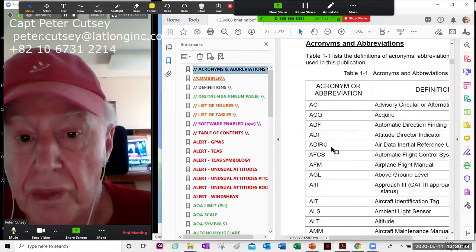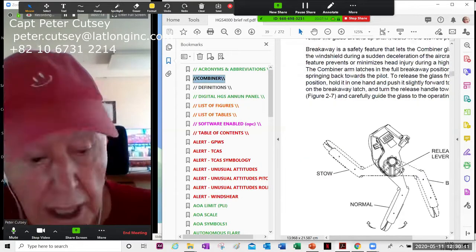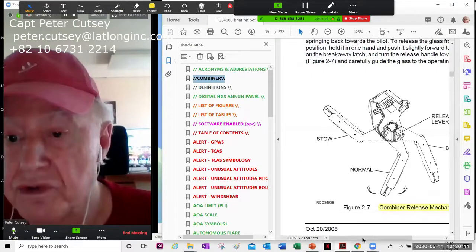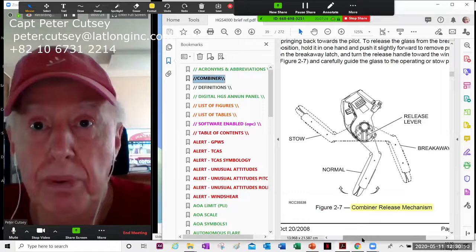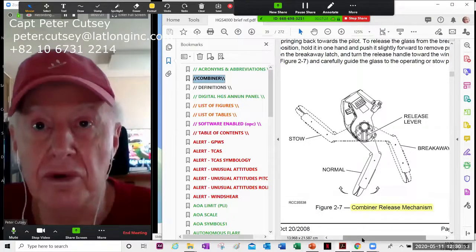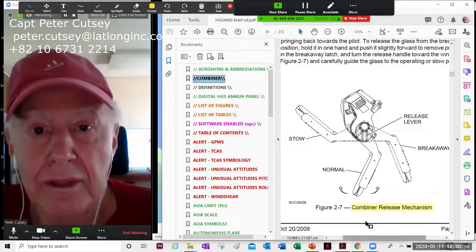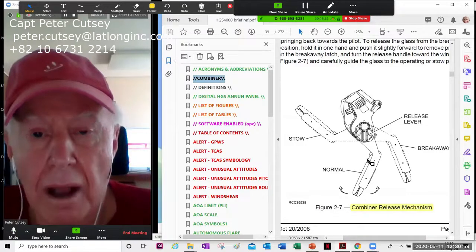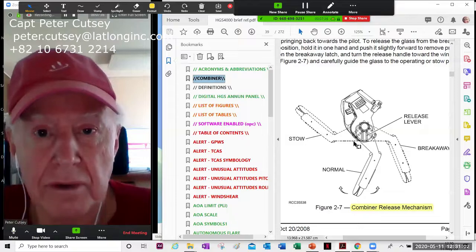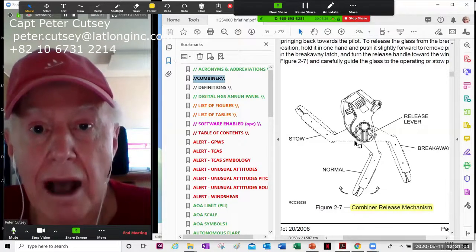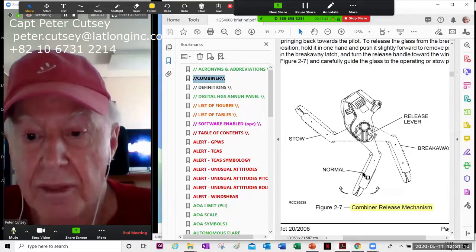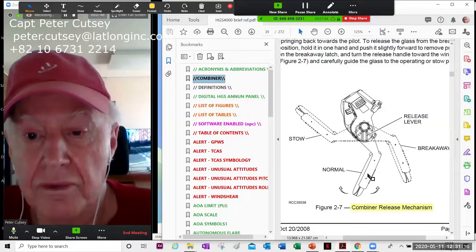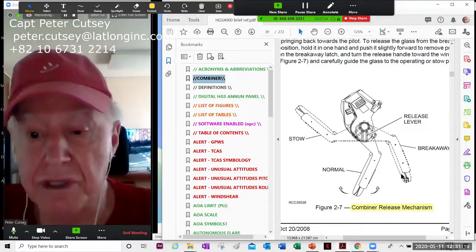The combiner and how to work it. Your instructor will show you that. It's very simple in the simulator. It is the glass piece that you pull down in front of you to look through, onto which the HUD is projected from basically a camera behind you. And there are 3 positions: the stowed position, and then the normal position, and then if you should reject a takeoff, because it is very close to your face, there's a breakaway position, so you wouldn't hurt yourself.